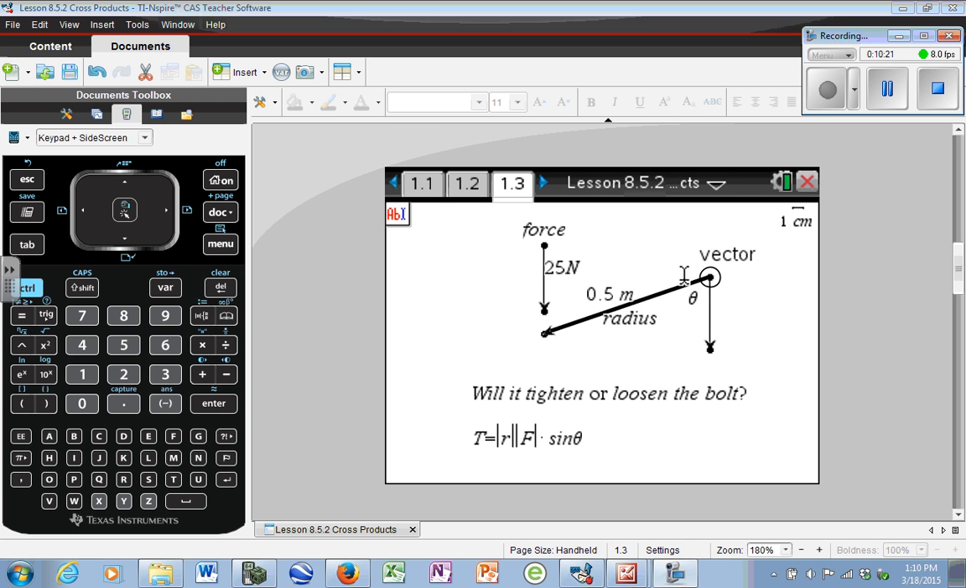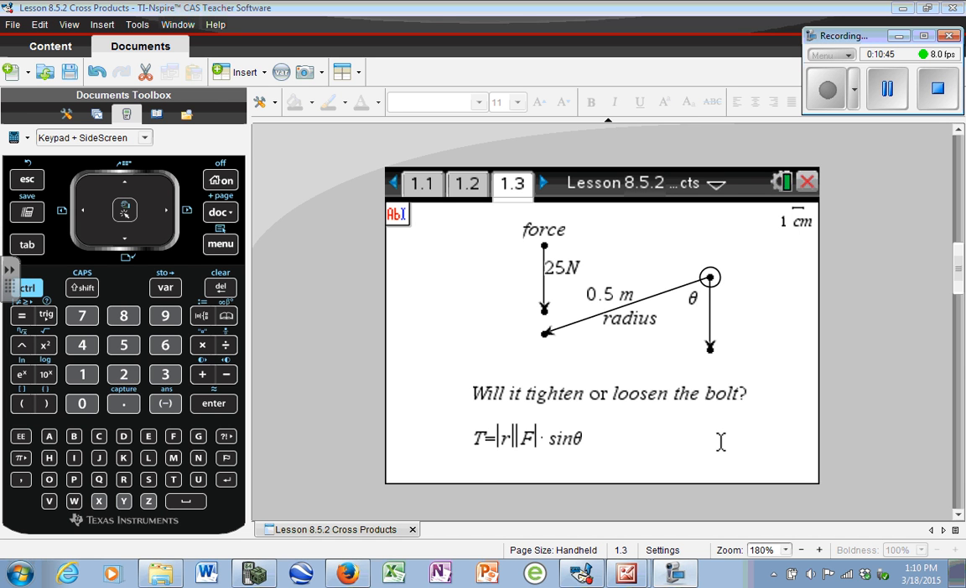50, because 40 and 50 makes that 90-degree angle. And the question with this kind of thing is, is it going to tighten or is it going to loosen the bolt? The formula for torque is the radius times force times the sine of the angle between those two vectors. That's how we would do the cross product.